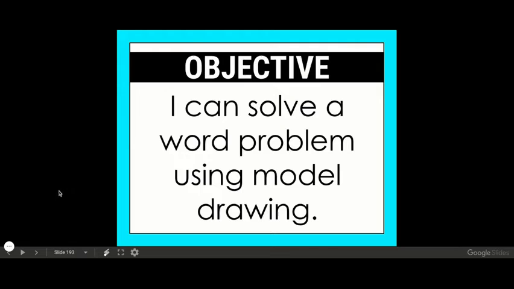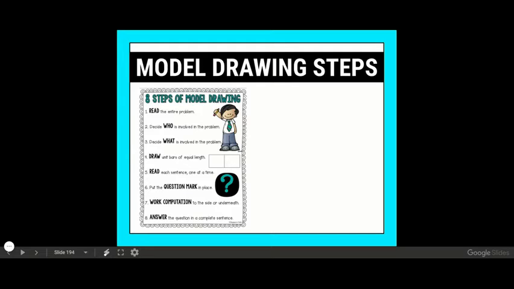The objective for today is I can solve a word problem using model drawing. So remember, our model drawing is when we use those 8 different steps in order to answer a word problem. So I have our poster over here, and remember, I came up with a saying to help us remember all of those steps, and it's what I use so that I don't forget any of the steps. So my saying is real, wise workers do problems, quit complaining about it silly.